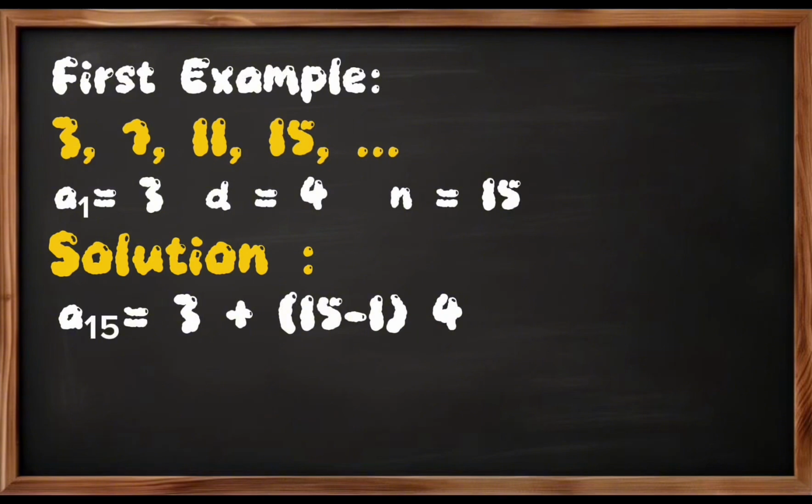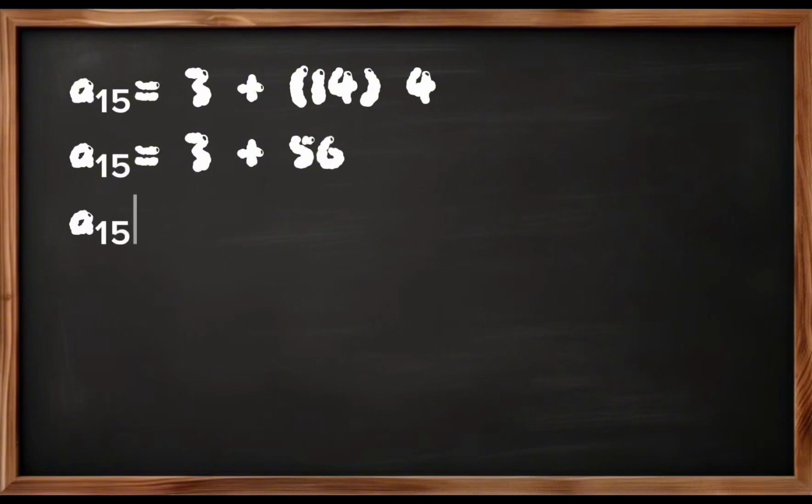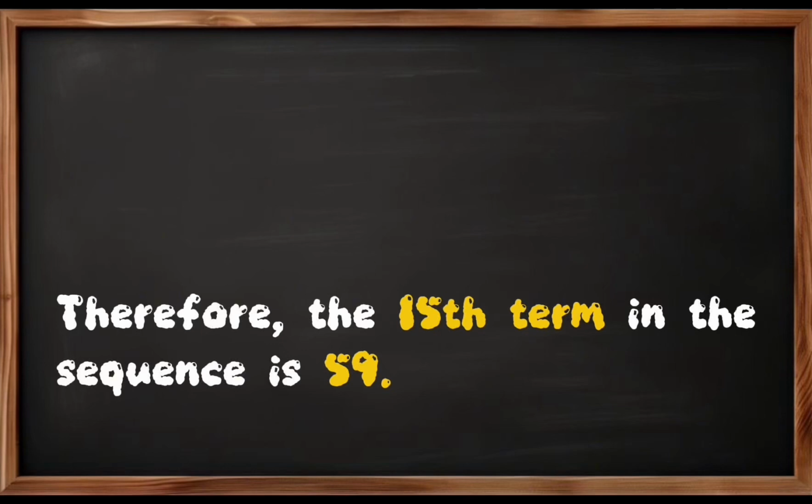First, we solve the parentheses. 15 minus 1 is 14. Next, we multiply 14 by 4, which gives us 56. Now let's add 3 and 56. Therefore, the 15th term in the sequence is 59.